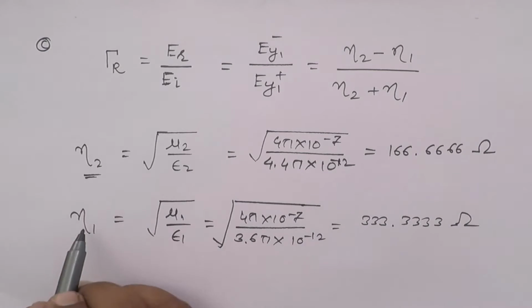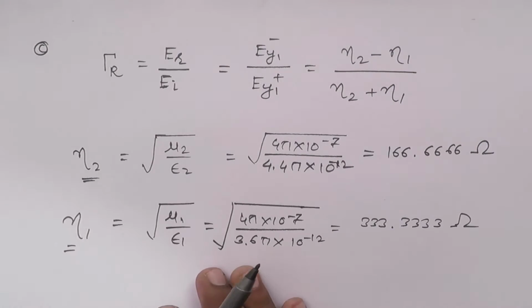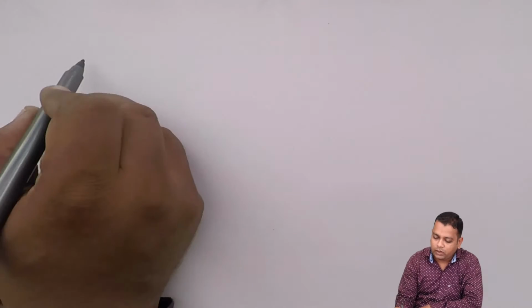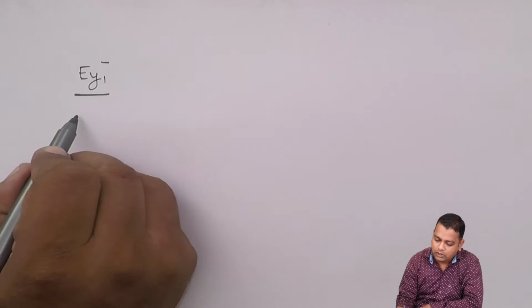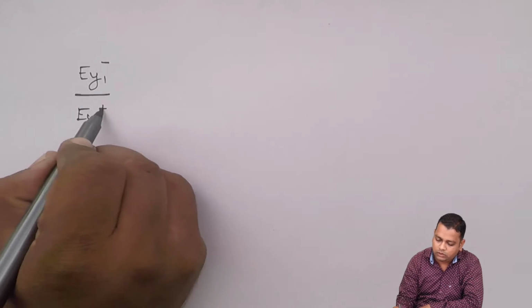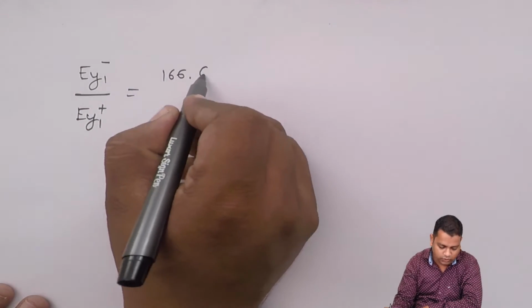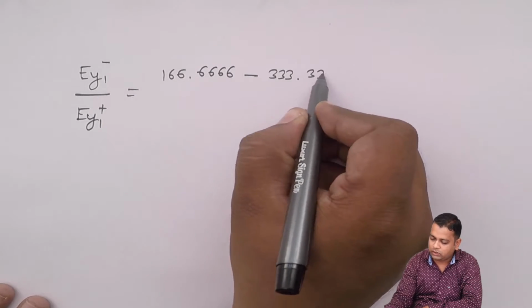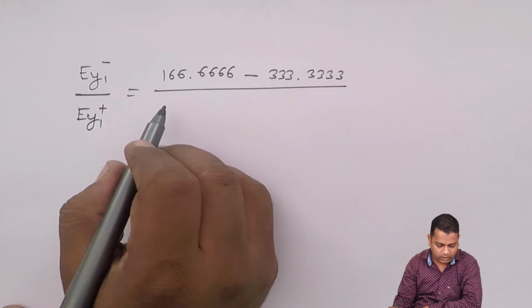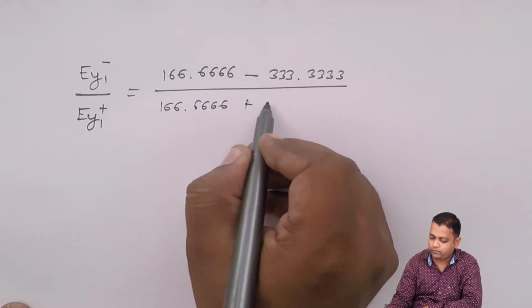So the eta 2 and eta 1 values we have obtained, we can substitute into this particular formula to obtain the reflection coefficient. Therefore, Ey1 negative divided by Ey1 positive is 166.6666 minus 333.3333 divided by, the magnitudes will be added here. So here we make the addition of the two.